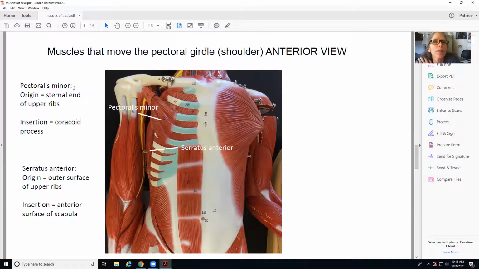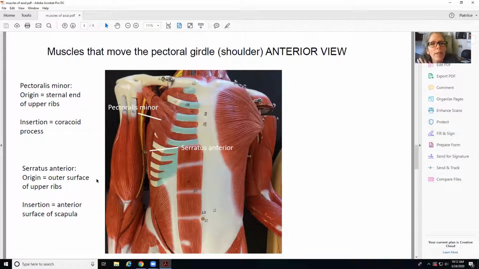So origin, I can see this, it's very clear along the costals, right, the sternal end of the costals, and part of the cartilage and part of the costals, right here it's attaching. So origin, insertion, coracoid process.